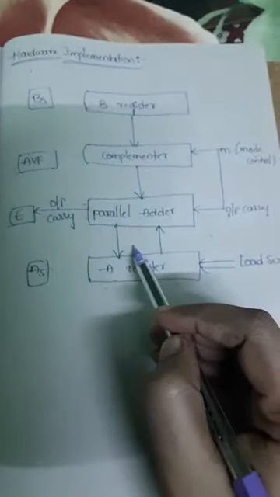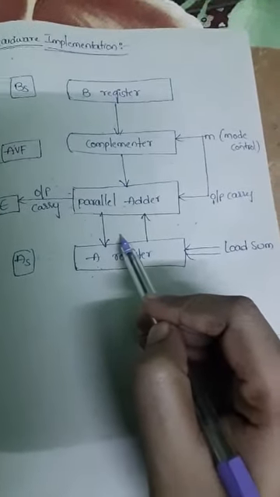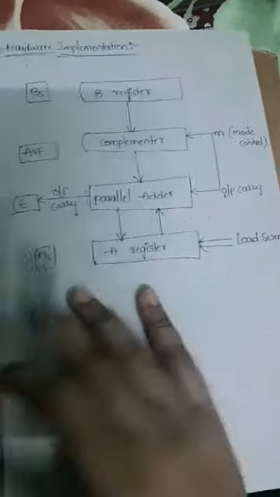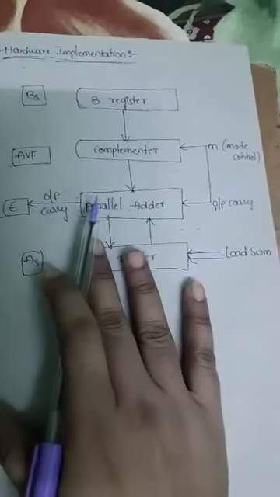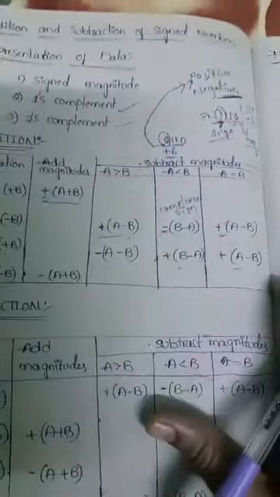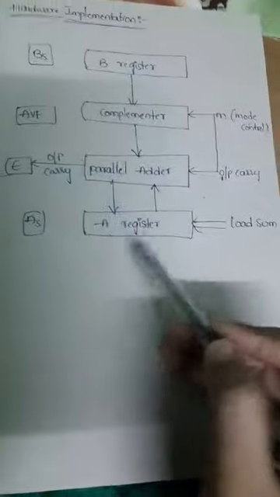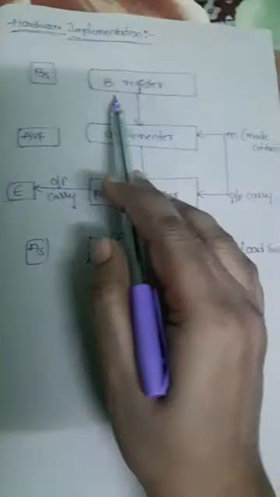Okay, so now let's see how we can implement this internally in the computer. That is nothing but the hardware implementation. So we can implement the addition and subtraction of the signed magnitude numbers. Here we have two registers: one is the A register and the other one is the B register.